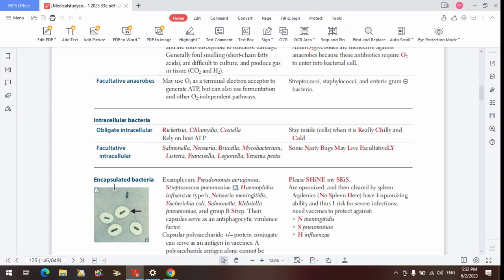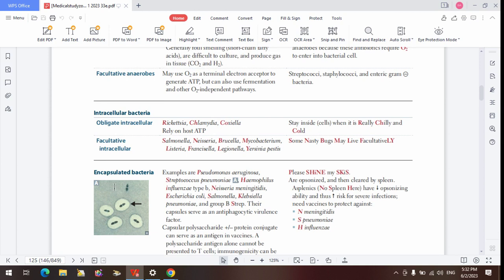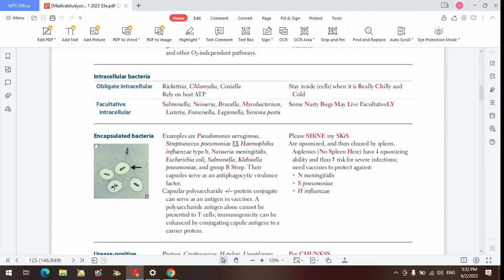So it makes sense for us to be able to gram stain an organism that can both survive inside the cell and outside the cell. You see? So that is it. I think it makes sense.